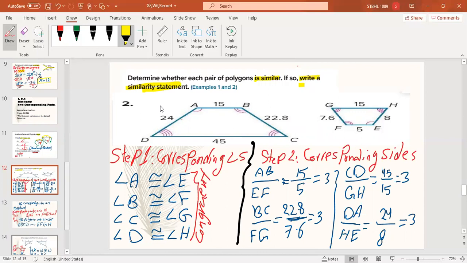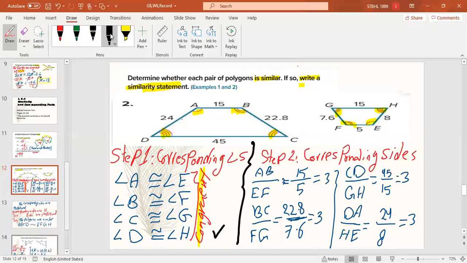Look here, according to the figure, angle A has 1 arc, so it's congruent to angle E. Angle B is congruent to angle F. Angle C has 3 arcs, so it's congruent to angle G. Angle D, finally 4 arcs, so it corresponds and is congruent to angle H. So all of the angles in both polygons are congruent. So we're done with the angles.